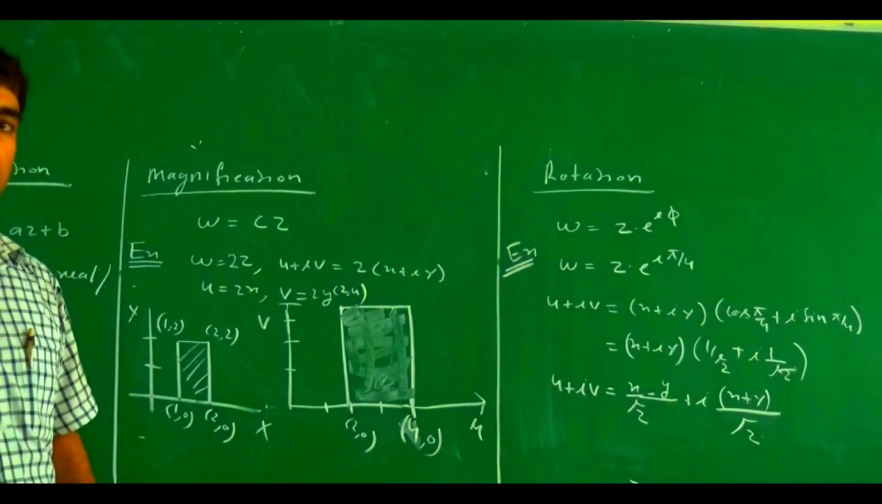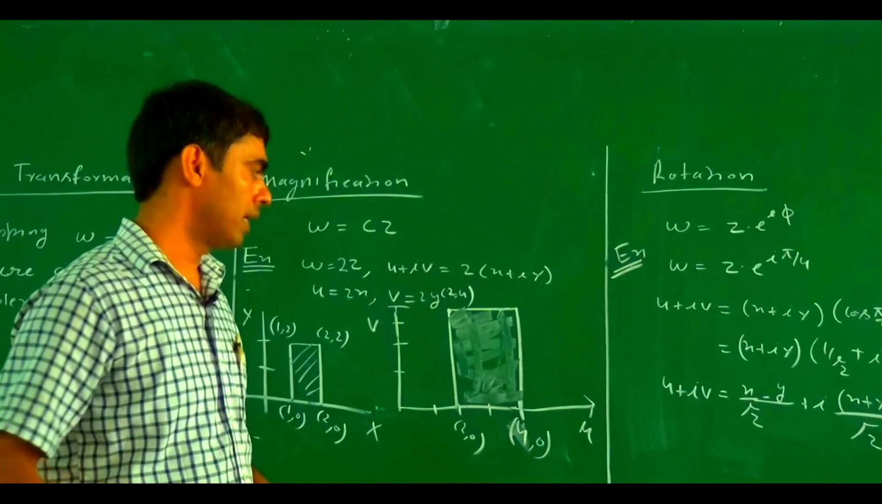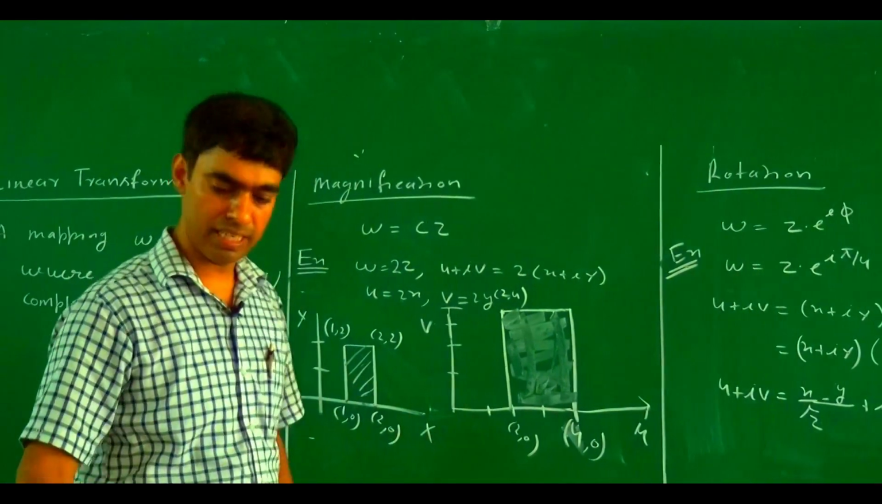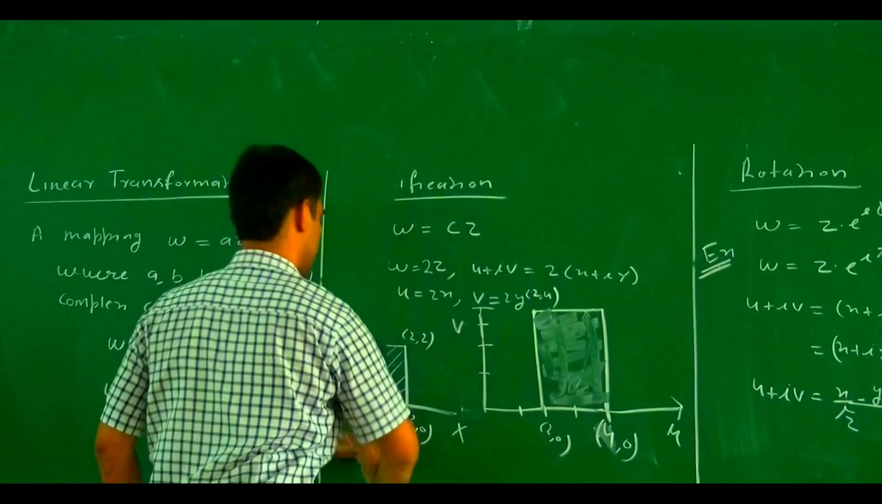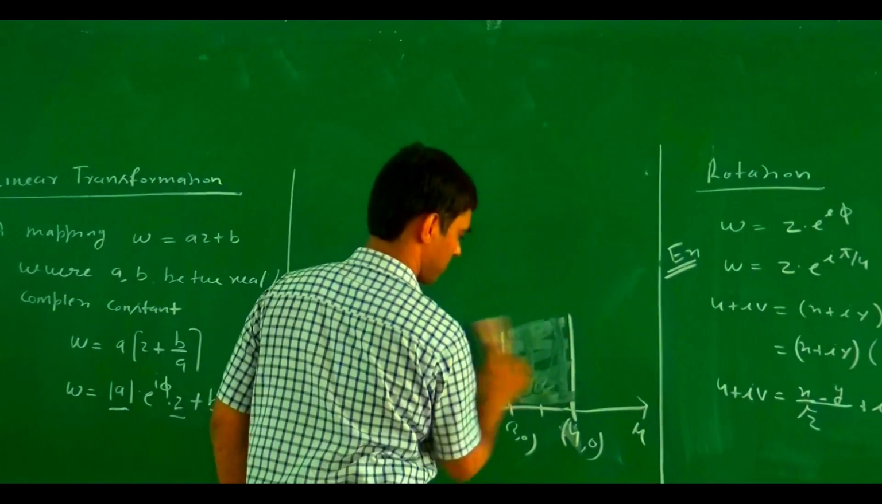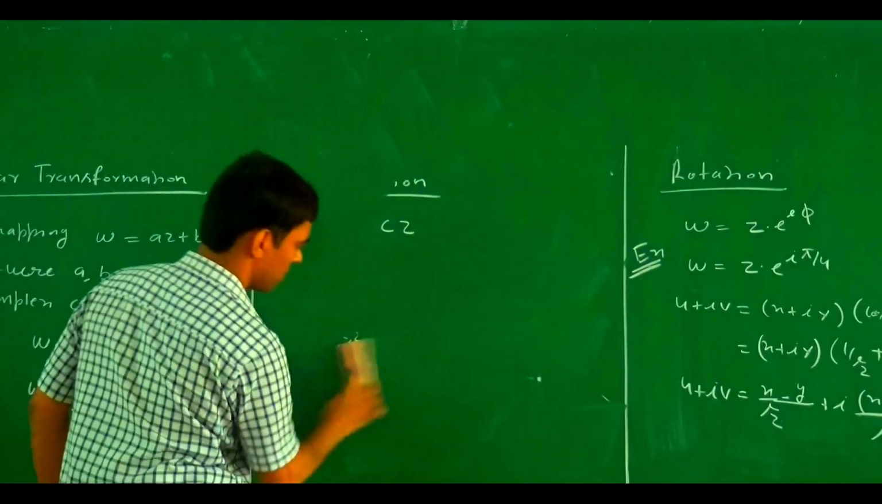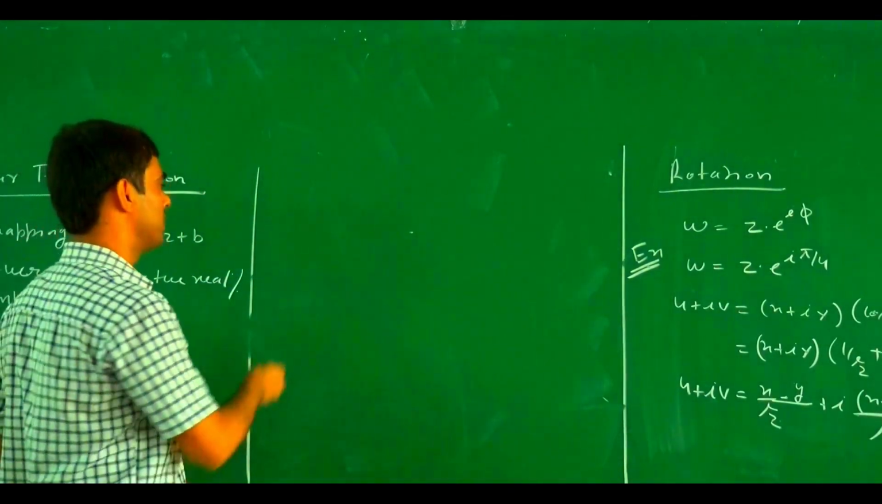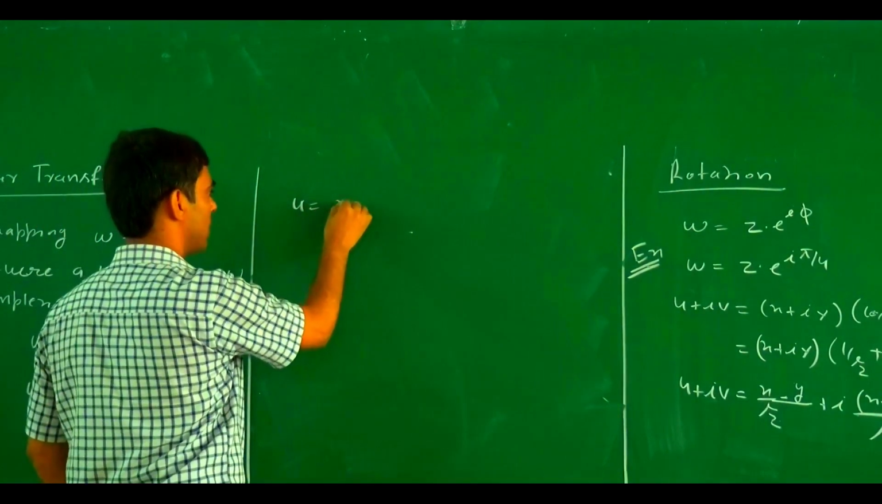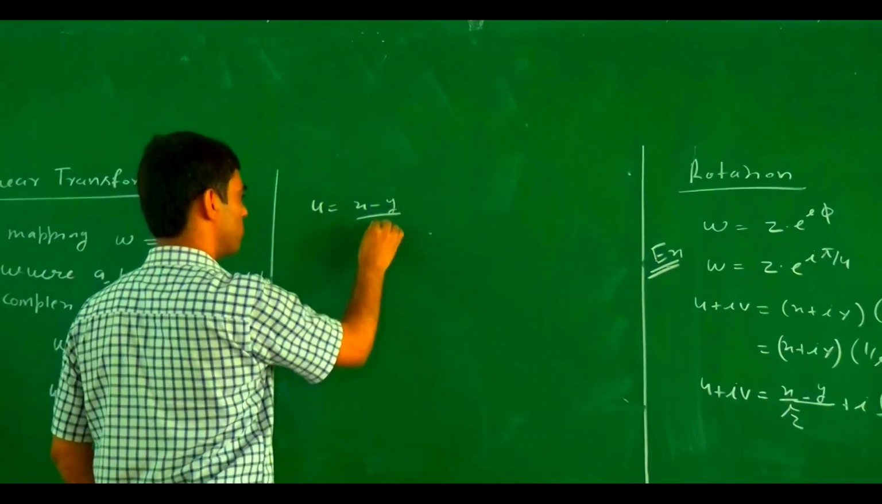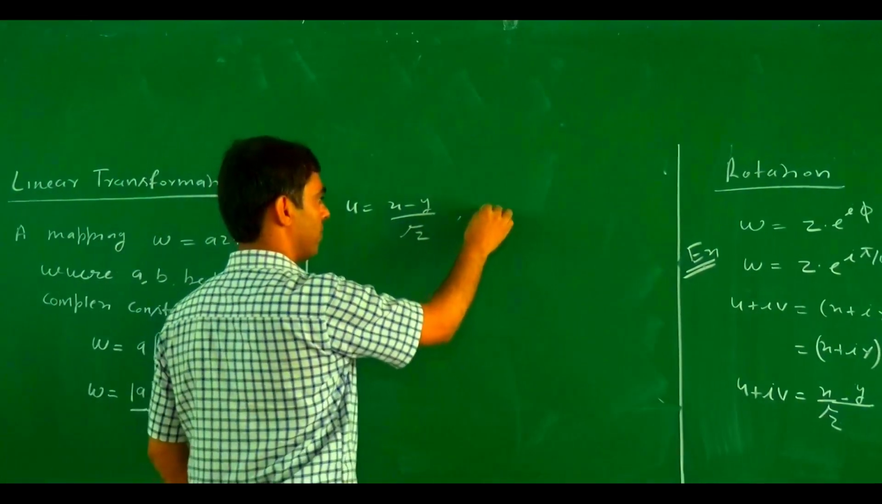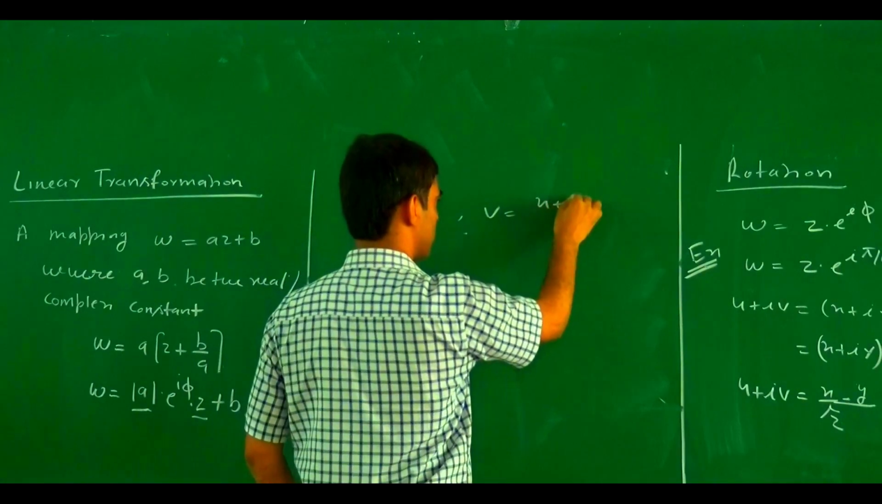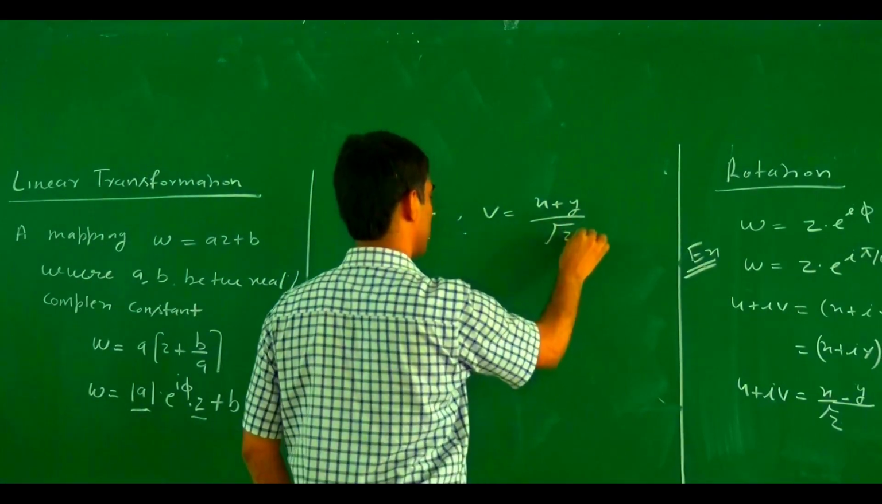Now, how will the image be rotated from one place to another place? The previous one was magnification, and the next one is about rotation. How do we rotate the image? What is u? u becomes x minus y by root 2, and v becomes x plus y by root 2.